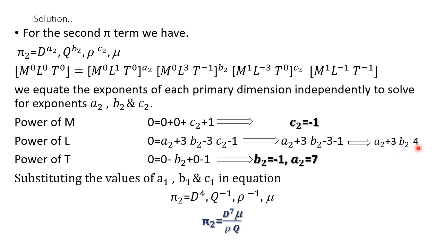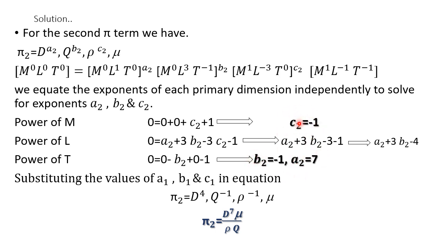Now there are two unknowns here, a2 and b2. Let's go for the third one. Compare the power of dimension T. Once you simplify, we get b2 is equal to minus 1. Substitute this b2 equal to minus 1 here. Then a2 will be equal to 7. So now I know a2, I know b2, I know c2.